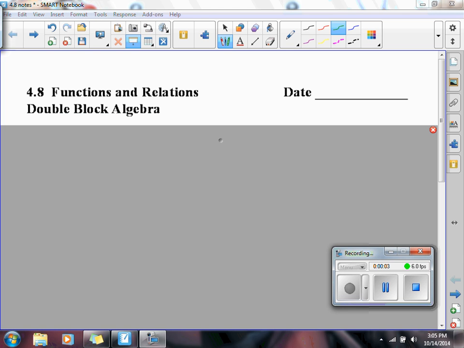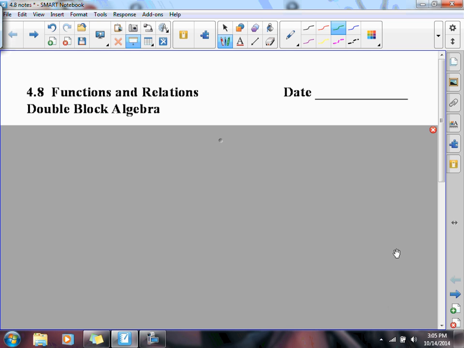Welcome to Mrs. Neller's notes for her double block algebra class. These are the notes for section 4.8 entitled Functions and Relations.